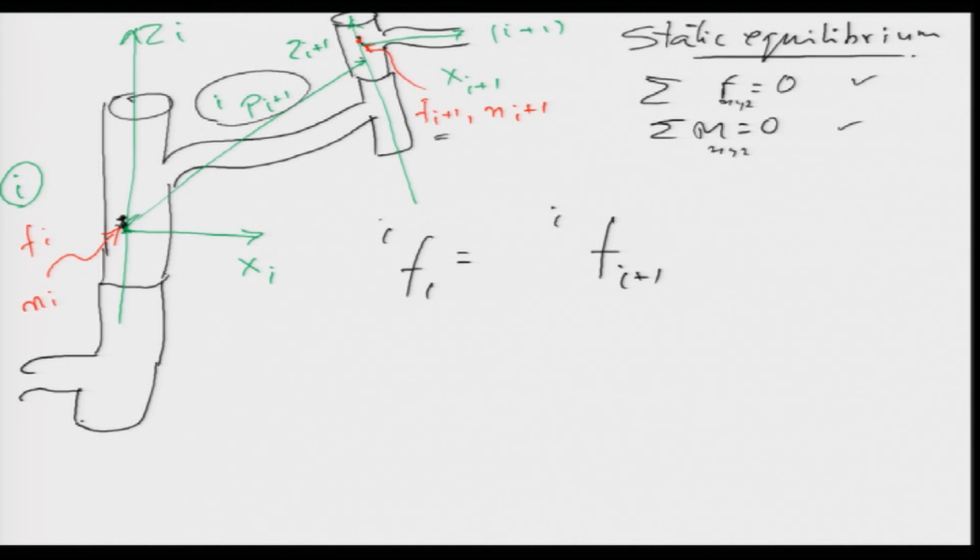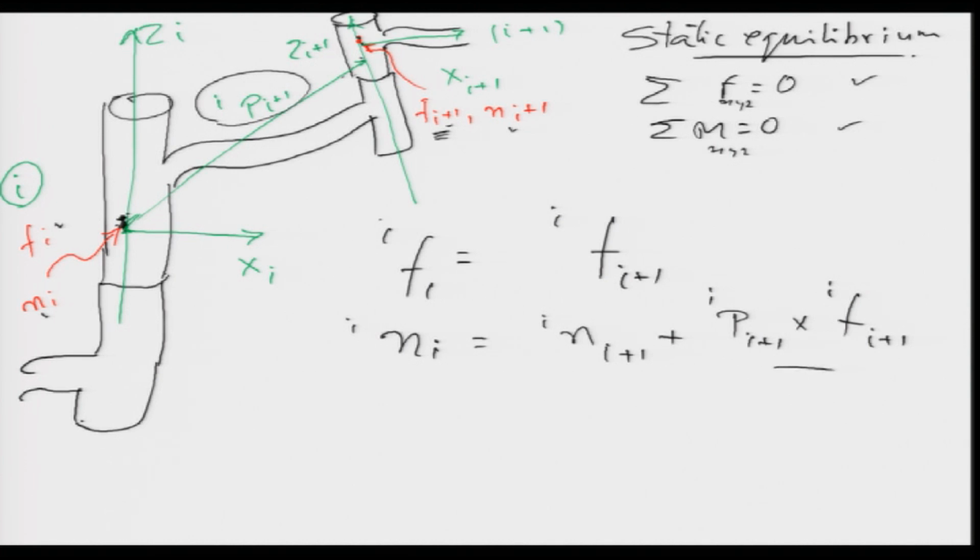Now, the moment N i must be equal to my moment N i plus 1 plus the moment caused because there is a distance between them, P i plus 1 cross F i plus 1. Okay. So, first is this force is equal to that force. Second is this moment is equal to that moment plus a moment being generated about this axis by this force. So, this force into this distance will give us a moment about this, which is the second term here.